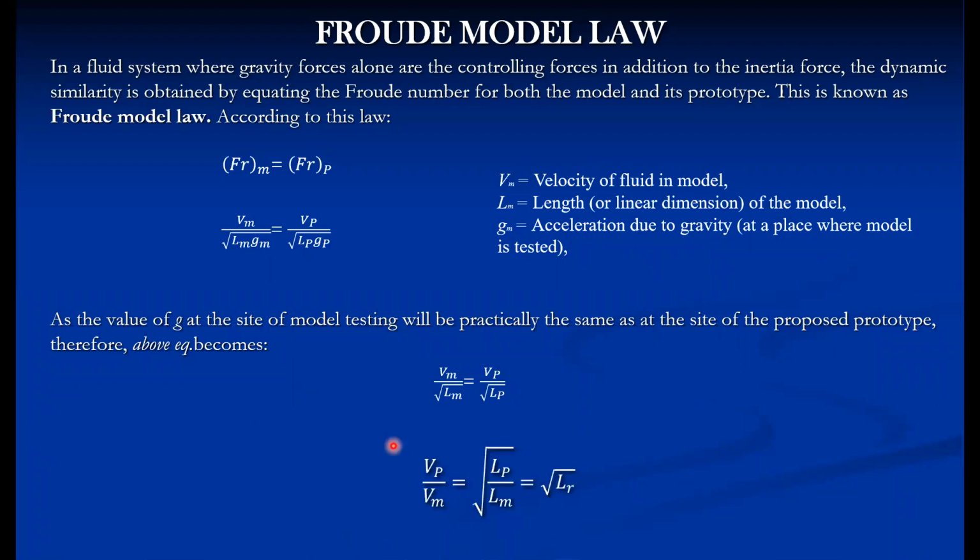If we rearrange the terms, Vp upon Vm is equal to under root Lp upon Lm, that is equal to under root Lr. So Vp upon Vm is also called Vr. So Vr is equal to under root Lr. So the velocity ratio can be expressed in terms of the length ratio or scale ratio. Velocity largely depends on the scale, that is, the linear dimension, the length ratio or scale ratio for model and prototype.